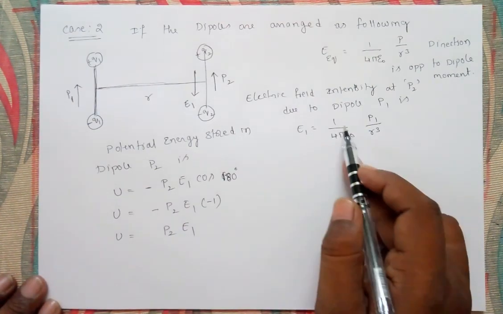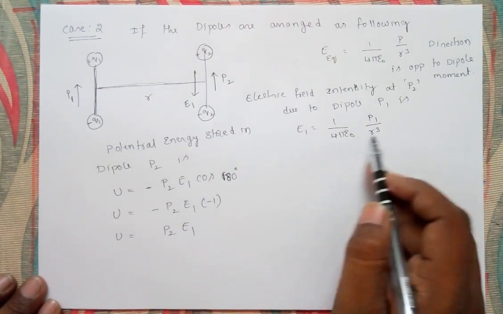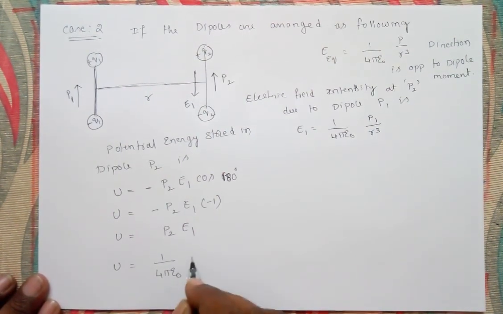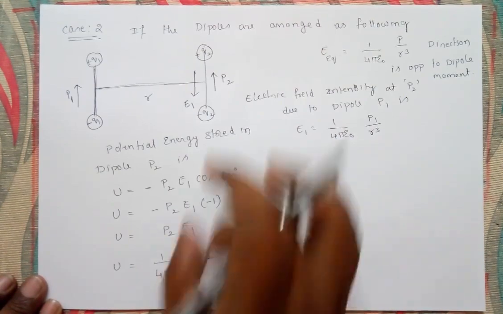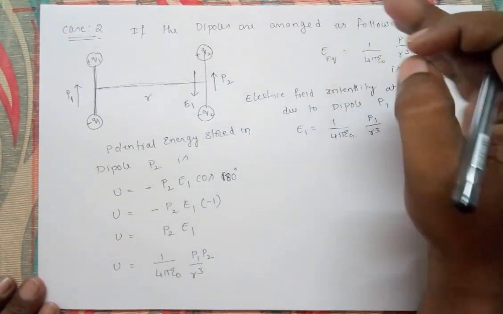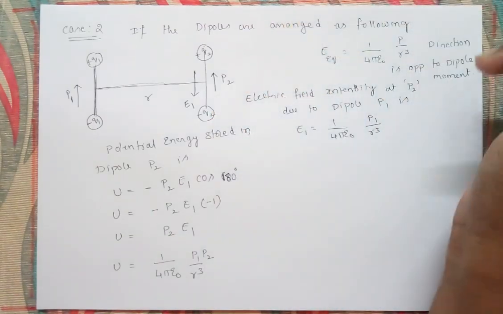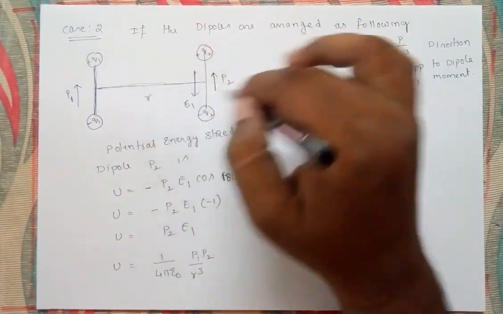E1, we now know the expression: 1 upon 4 pi epsilon naught, P1 by R cube. So U equals 1 upon 4 pi epsilon naught, P1 by R cube, into P2. This is the potential energy of this dipole. But our intention is not to find the potential energy, our intention is to find the force between them.